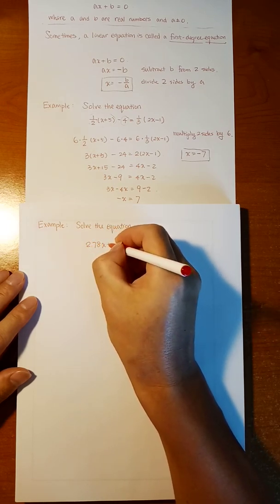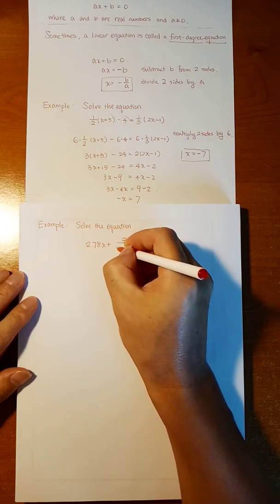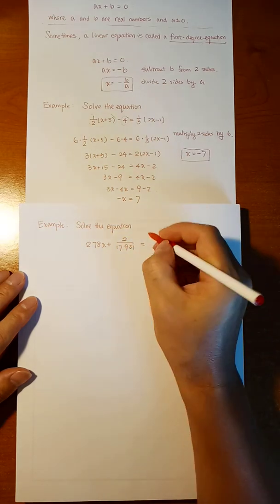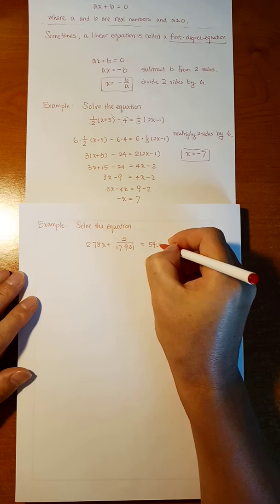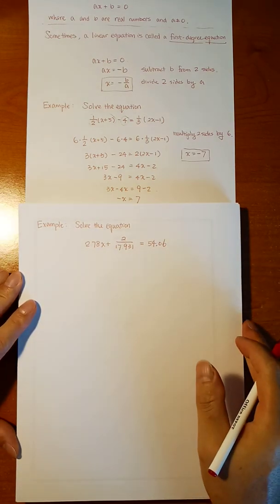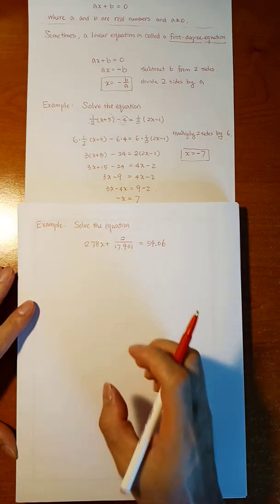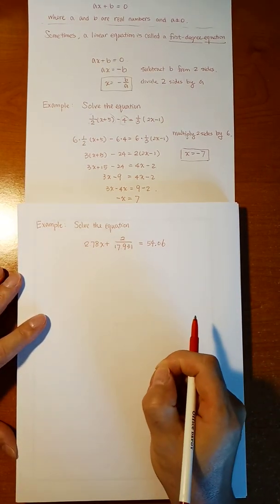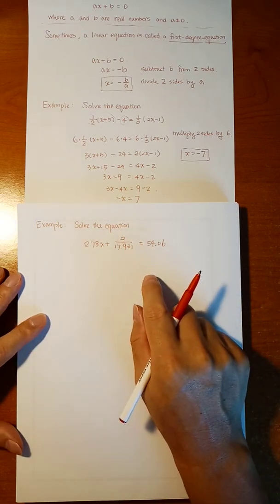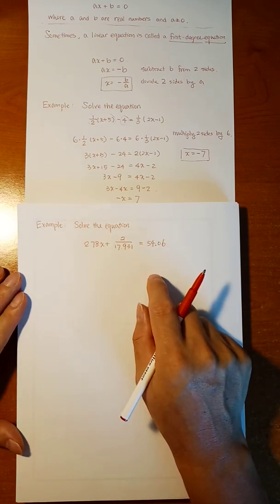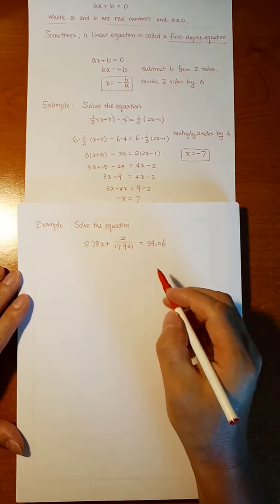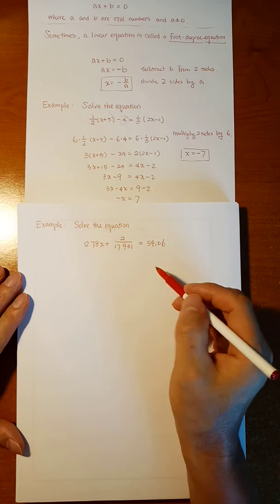(2.78x plus 2 over 17.931 equal to 54.06. Okay, this example will tell you how you write the final answer in the exam without a calculator. Be careful, if you have a similar problem in the exam, you are not allowed to use a calculator, never in the exam.